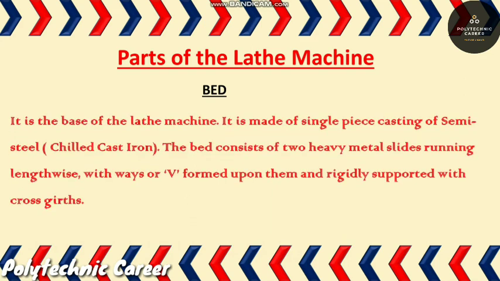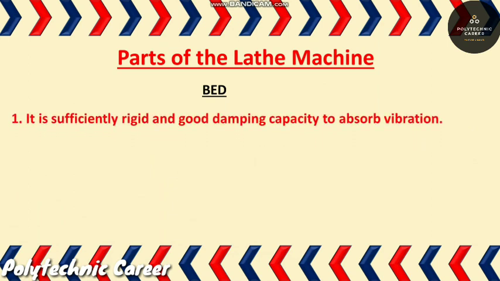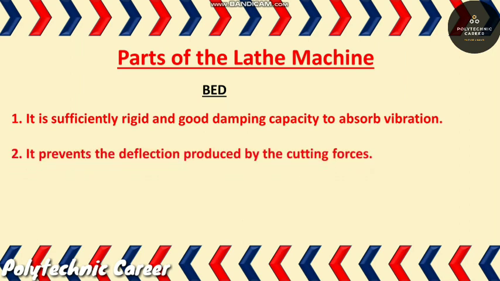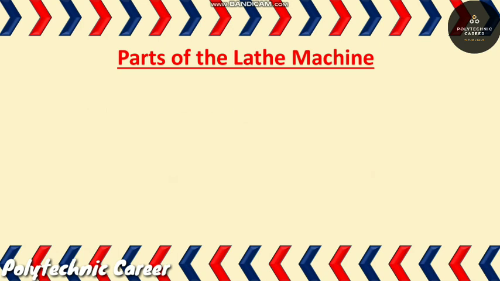Bed. It is the base of the lathe machine. It is made of a single piece casting of semi-steel or chilled cast iron. The bed consists of two heavy metal slides running lengthwise with wedge or V formed upon them and rigidly supported with cross girths. It is sufficiently rigid and has good damping capacity to absorb vibration. It prevents the deflection produced by the cutting forces. It supports the headstock, tailstock, carriage and other components of the lathe machine.